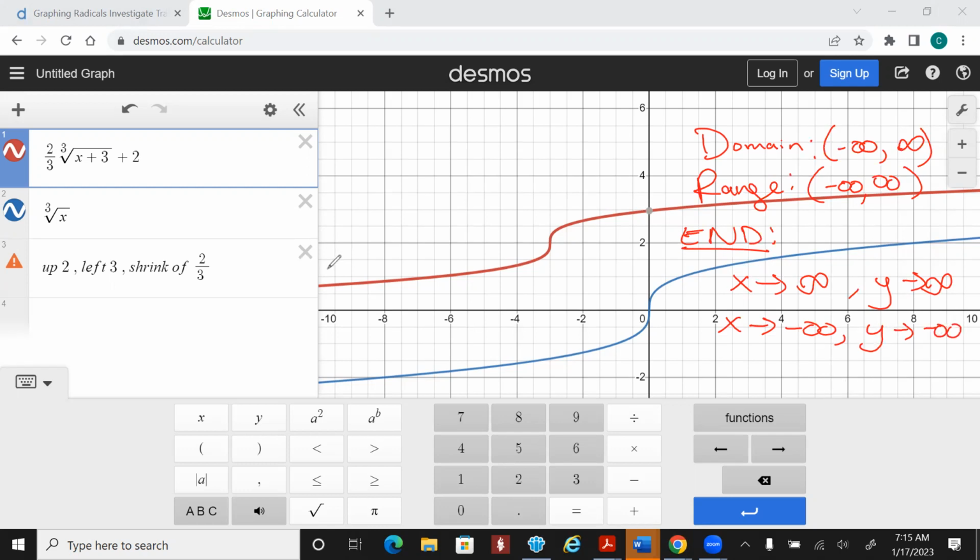Now, is this graph increasing or decreasing? We were chilling on this ride and we were going. Is it going up or is it going down? This would be a terrifying ride. It would be going up, right? The entire time. We're going all the way up. So it's going to be increasing, and it's increasing from negative infinity to positive infinity.